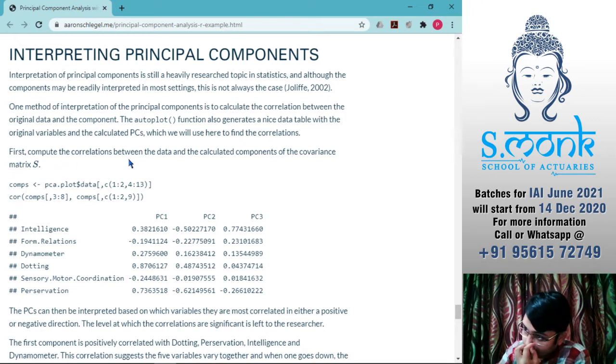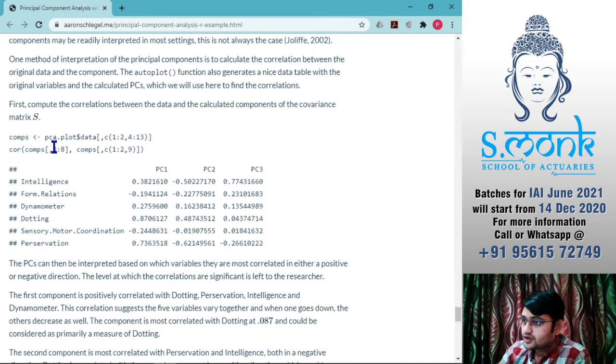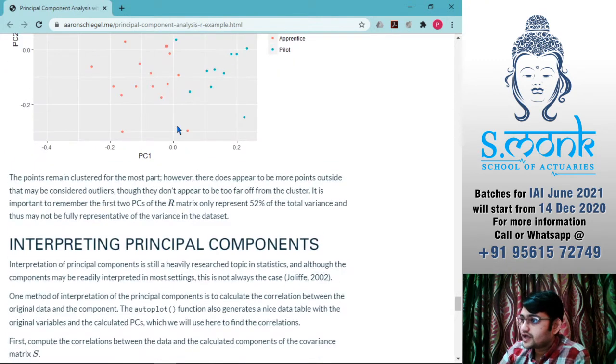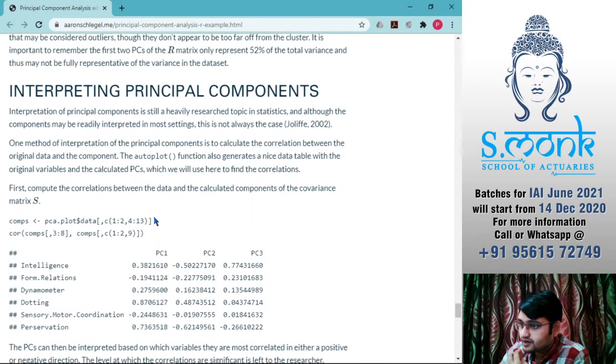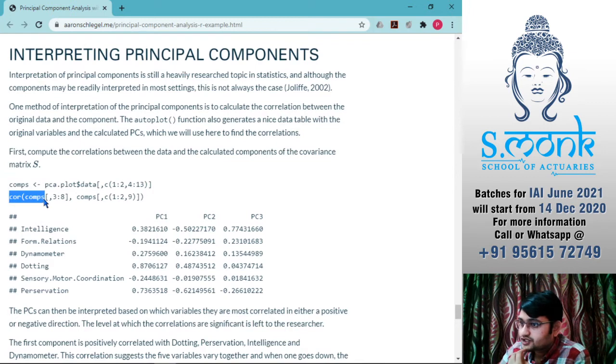First, compute the correlations between the data and the calculated components of the covariance matrix. So they are using PCA.plot data, the data that we have here from this PCA, and the correlation between these values.